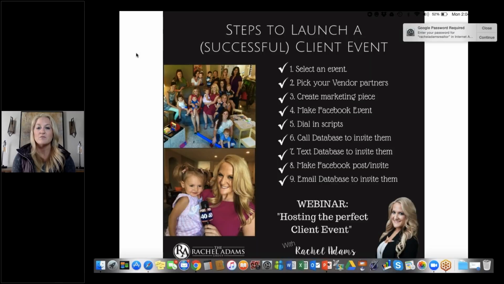So I'll go into Boomtown, which is the CRM that I use. And if anybody has questions on Boomtown, reach out to me privately on Facebook and I can connect you. But I use Boomtown for my database. And then I export my database and I print it next to me. And then I literally just text message, cross it off, text message, cross it off. And then I also make a Facebook post on my personal page as well as our business page to invite everybody.